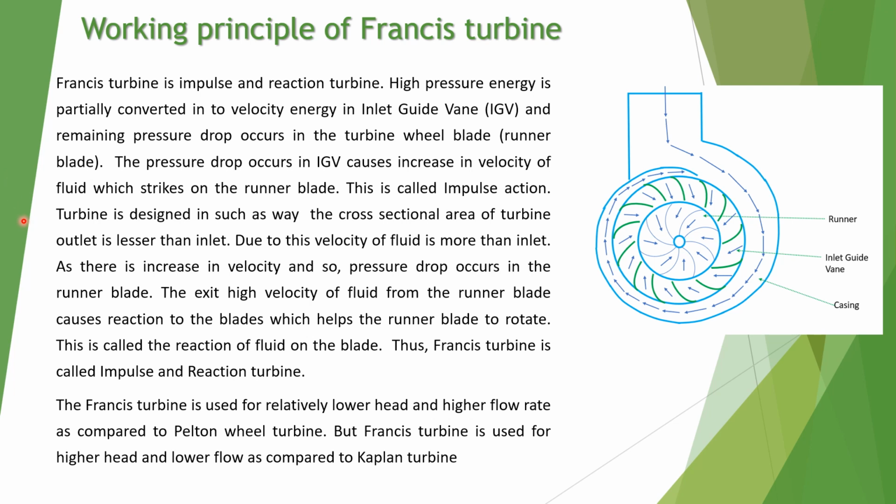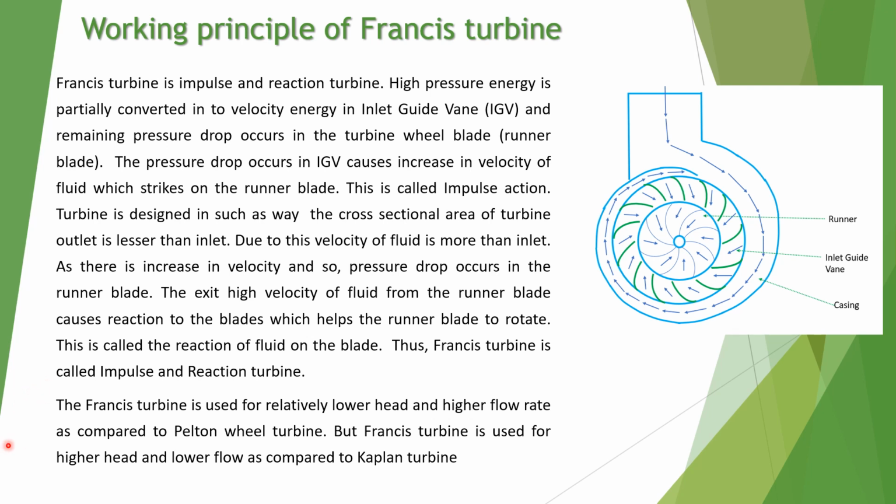The turbine is designed in such a way that the cross-section area of the turbine outlet is less than the inlet, and due to this the velocity of the fluid is more than at the inlet. As there is an increase in the velocity, a pressure drop occurs in the runner blade. So here there is an increase of relative velocity, but a drop in the pressure in the runner blade. The exit high velocity of fluid from the runner blade causes a reaction on the blade, which helps the runner blade to rotate, and this is called the reaction of fluid on the blade. Thus the Francis turbine is called an impulse and reaction turbine.